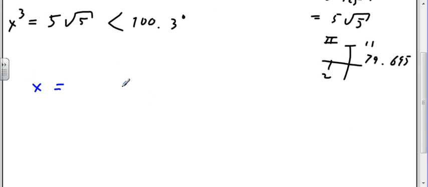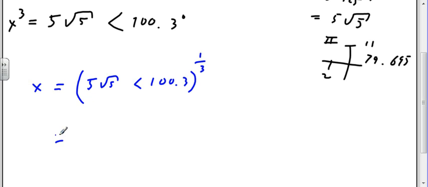My x is going to be 5 square root of 5, angle 100.3, to the 1/3. Okay, so that's 5 square root of 5 cubed, right? So that would be the square root of 5, angle 100.3 divided by 3, 33.4.